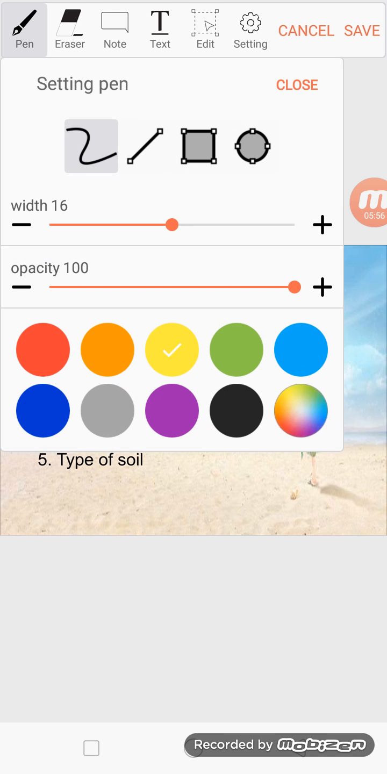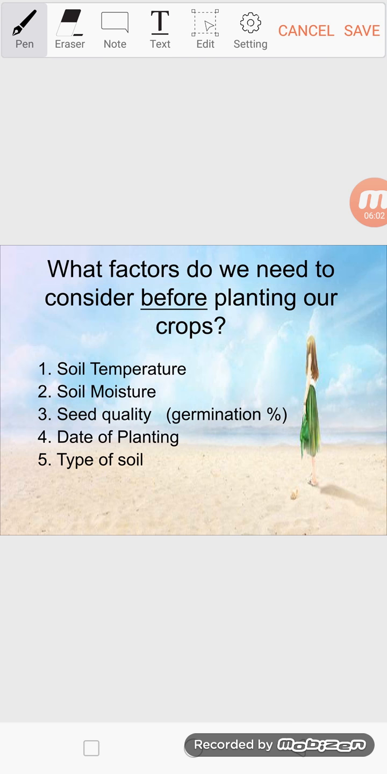Okay, alright. So yellow, temperature. Okay, so temperature. For example, plants in a tropical climate, just like our country, Indonesia or Singapore.